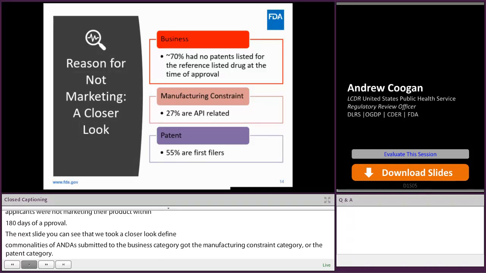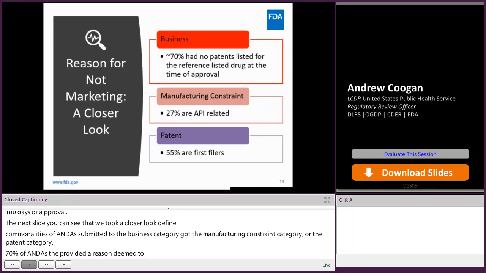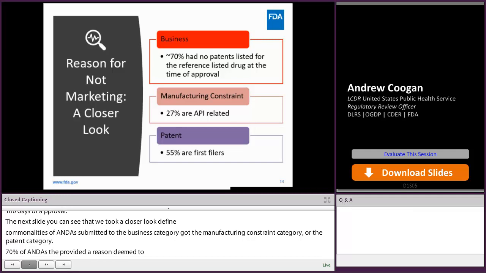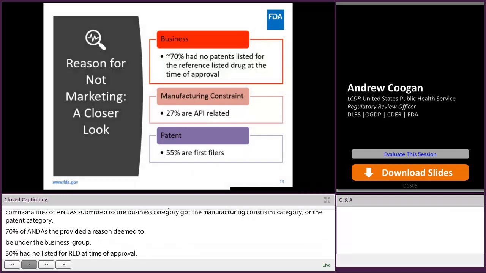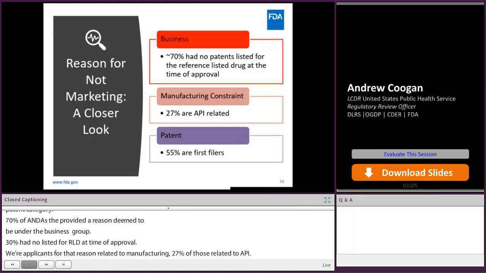For applicants that had a reason related to manufacturing, 27% of those related to API. These are things like the API was in shortage, or that the API manufacturer was undergoing manufacturing changes that prevented them from being able to provide the API to the ANDA applicant. And the last category, patents: about 55% of first filers provided a reason of not marketing related to patents, about 55% of first filers.